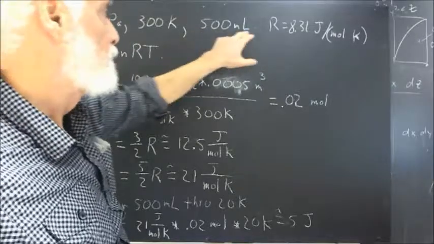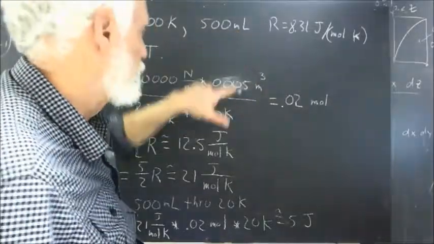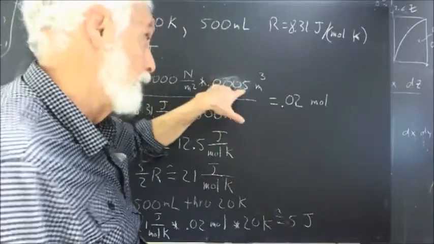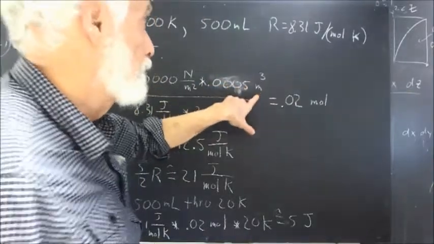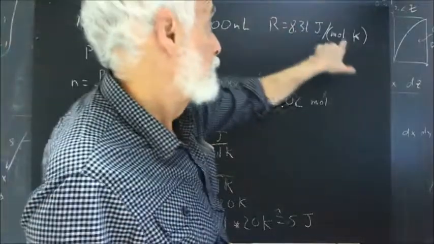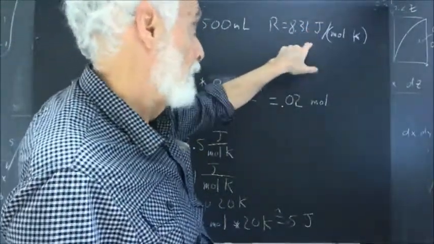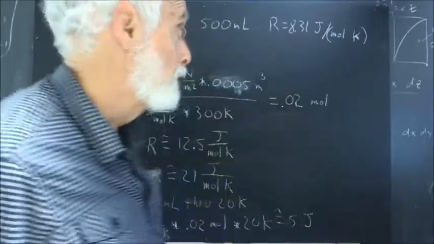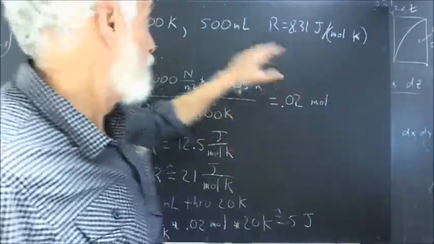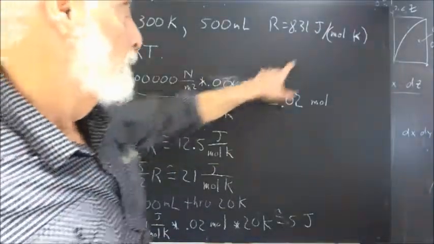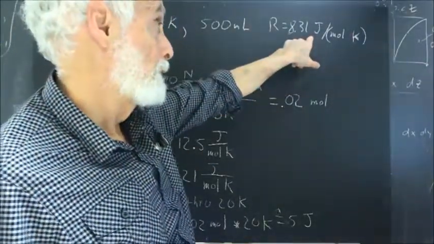So knowing that this is half a liter, it's half of 1,000th of a cubic meter, which is 0.0005 cubic meters. Why do we want cubic meters? Because we have joules. A joule is an MKS unit, a standard SI unit that involves meters, not milli anythings. So we want the volume in cubic meters to be compatible with the joules.